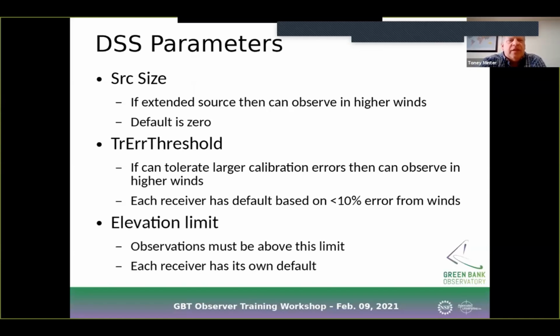There's an elevation limit, so your observations must be scheduled above that limit. Each receiver has its own default, but you might have reasons to go below that default. Typically, say for 100 gigahertz, the default is going to be 30 degrees, simply because that's where you start hitting 2 atmospheres that you're going through. While a pulsar observation might want to go all the way down to the telescope's lowest limit of 5 degrees, simply because there you're observing at low frequencies and the atmosphere matters much, much less.